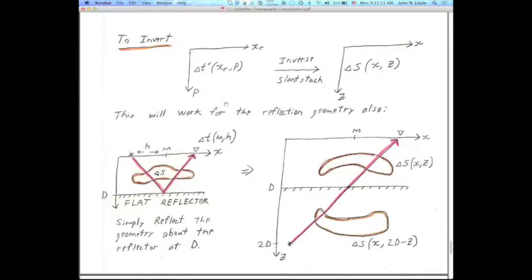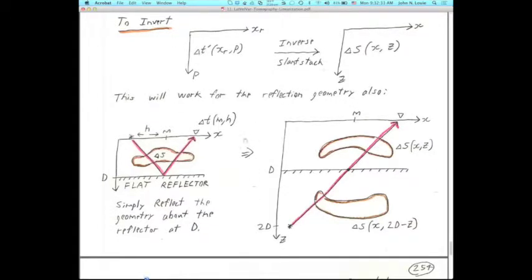Then to invert, we begin with our scaled times, scaled by the cosine of theta, over our xp axis. We inverse slant stack to an xz axis, okay, and we've got our delta s as a function of x and z. So we boiled down the whole tomography problem, the whole velocity inversion problem, to an inverse slant stack. And of course, it fits the tomographic approximation very well. And it's linearized.